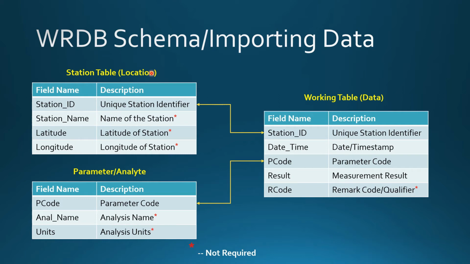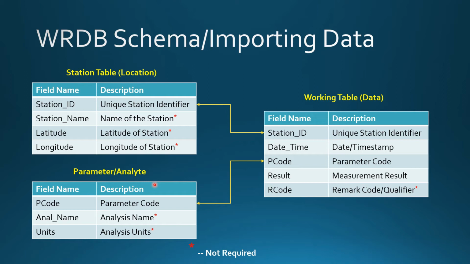The next table is the parameter table, which is basically the parameter code, whatever it is that you're hoping to store: dissolved oxygen, total nitrogen, bacteria concentration, so on and so forth. And again, the only requirement here is the parameter code, and again, it's a unique code. And then you can give it a name and units.